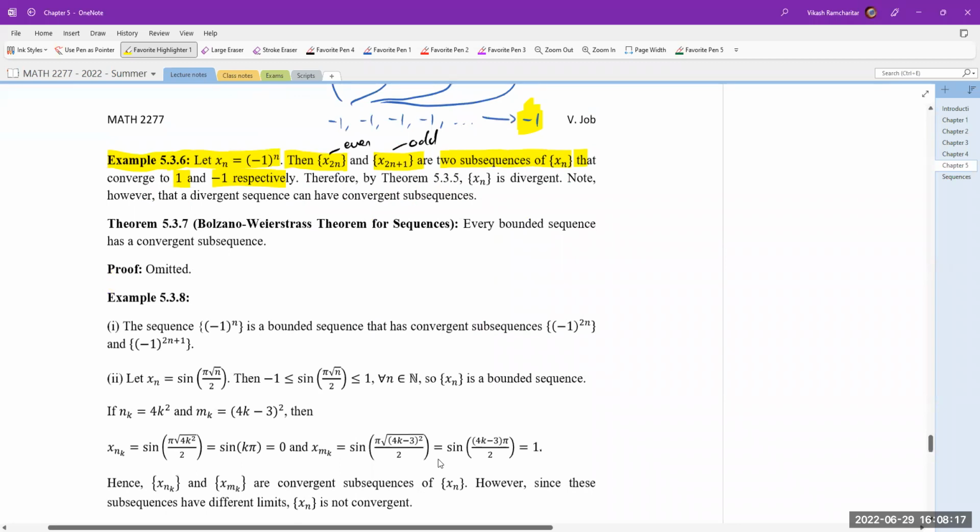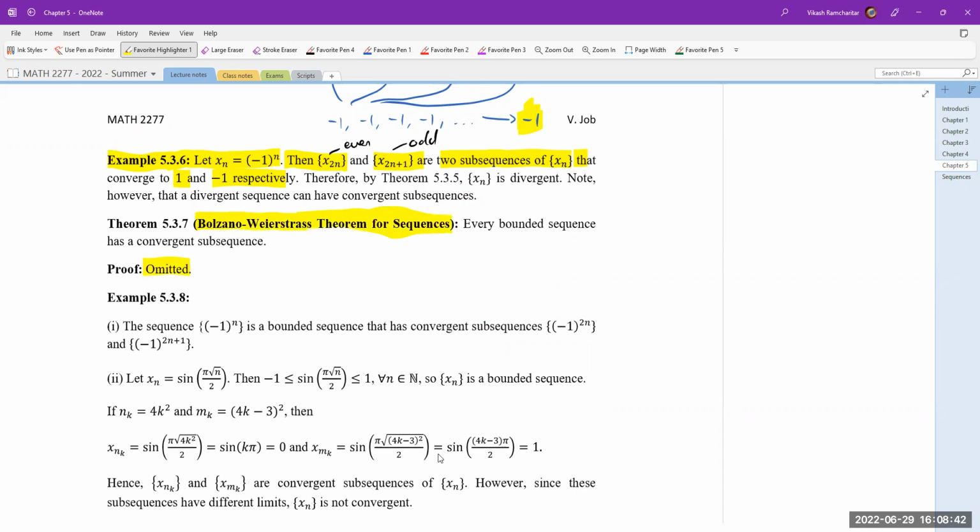And we have the Bolzano-Weierstrass theorem for sequences. We met this guy in what chapter? The one for limits, I think. Right? Bolzano-Weierstrass theorem: every bounded infinite subset of R has a limit point. Well, this is what it is in the language of sequences.